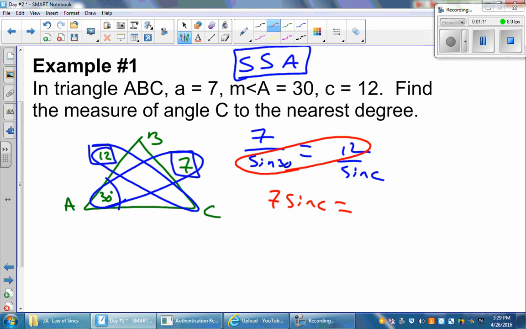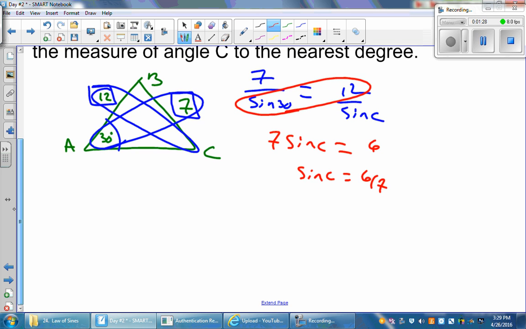Please remember that the sine of 30 is 1/2, so 1/2 of 12 is equal to 6. From there, I'm going to isolate my trig function by dividing both sides by 7. I would say that the sine of c is equal to 6 over 7. One of the things we have to remember about the law of sines is that it is a little different than the law of cosines, and by that I mean we could have more than one answer.